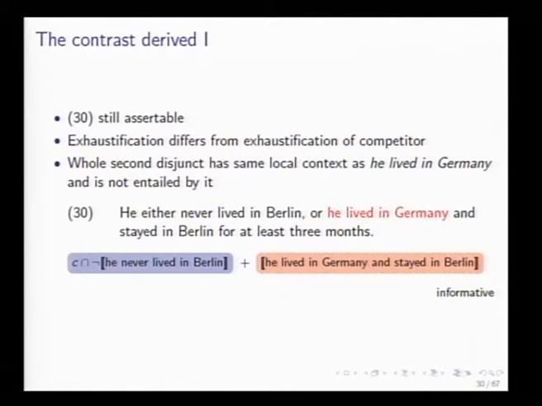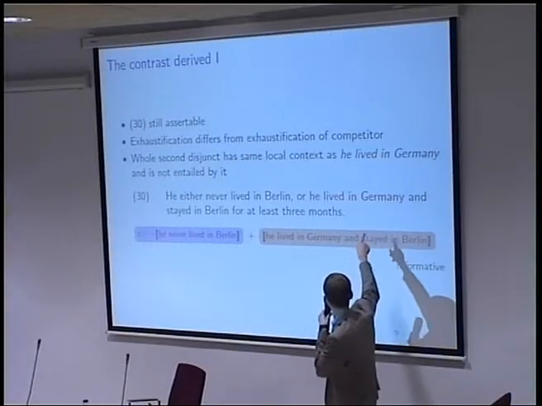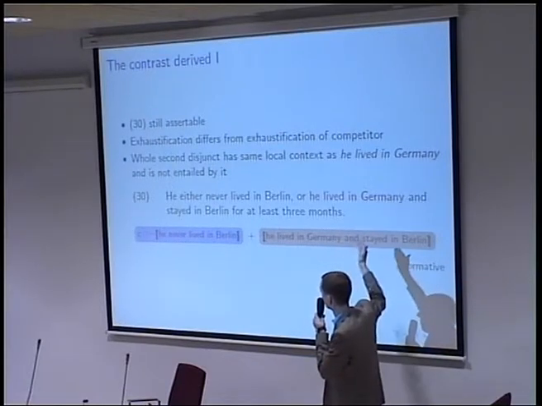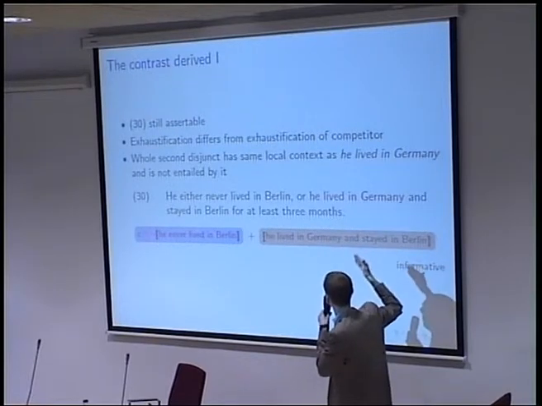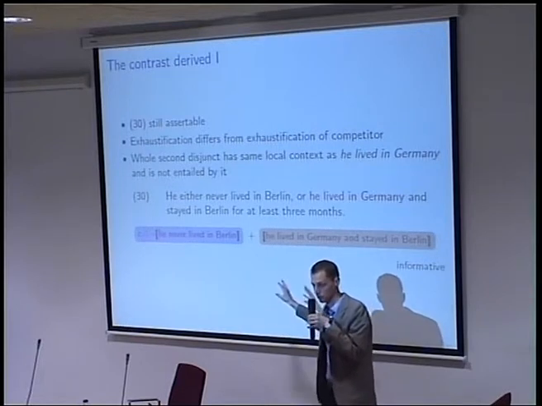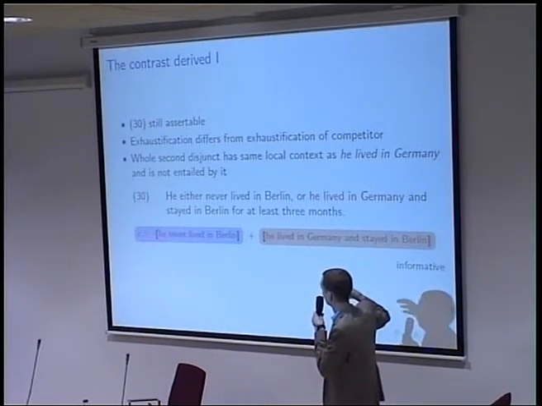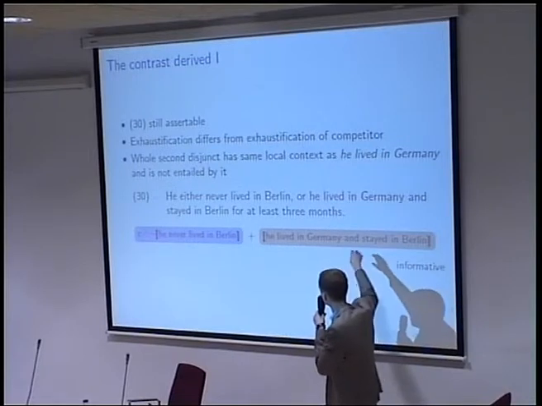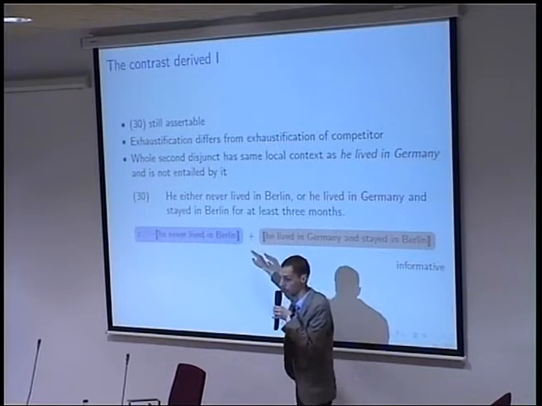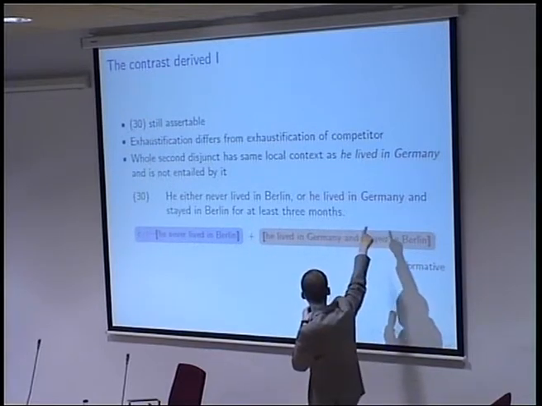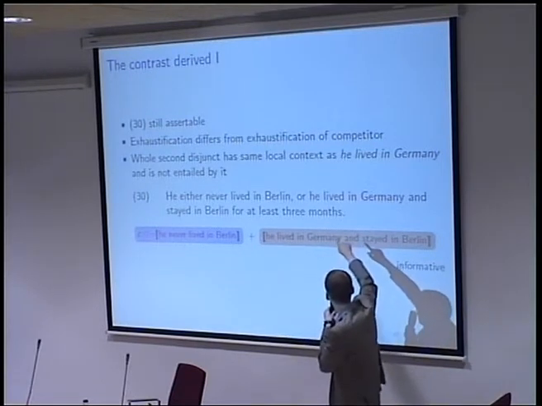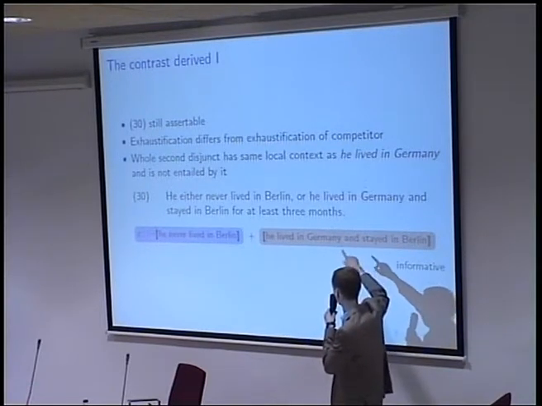There are two ways for 'he lived in Germany' to become redundant. The first one would be if the exhaustification does not differ from the exhaustification of the competitor. We have already seen that it does, so this is safe. The second thing we have to check is whether, with respect to the local context, there's entailment or not. We notice that 'he lived in Germany' has the same local context as the whole second disjunct, 'he lived in Germany and stayed in Berlin for at least 3 months'.